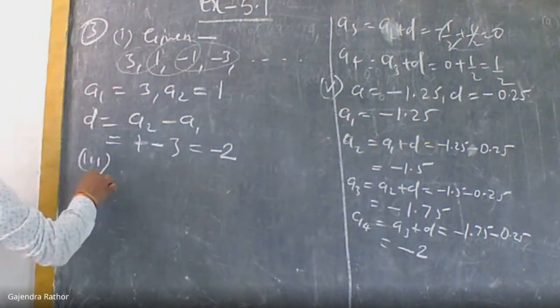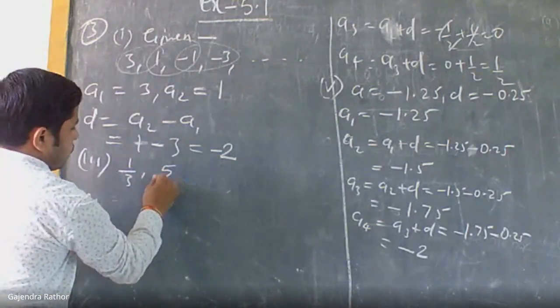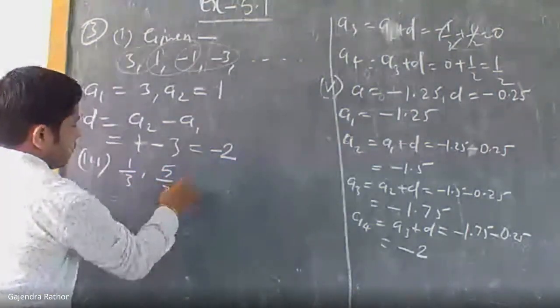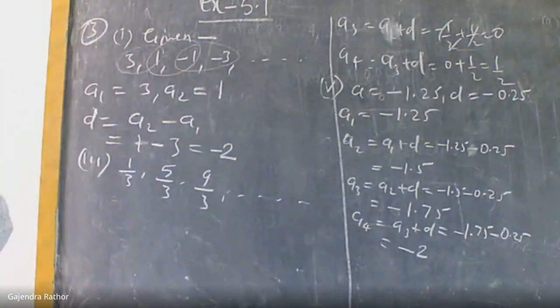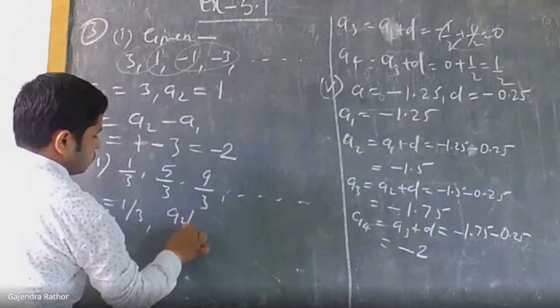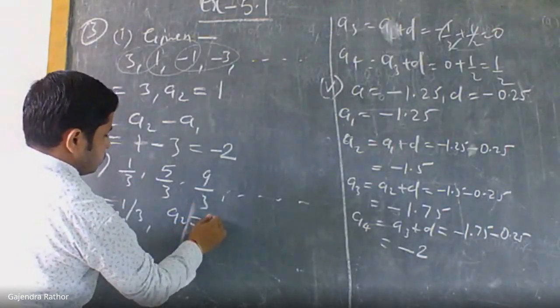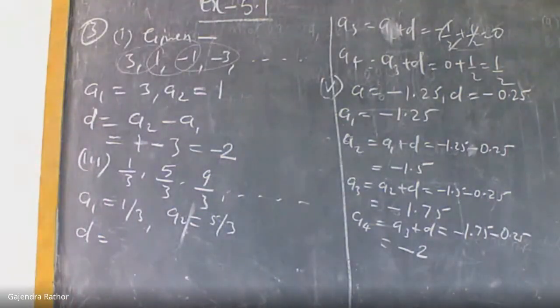Next, third point: 1 by 3, 5 by 3, 9 by 3. Find the common difference, all of you. Correct answer. Divya, Sadia, Sanjana, very good.